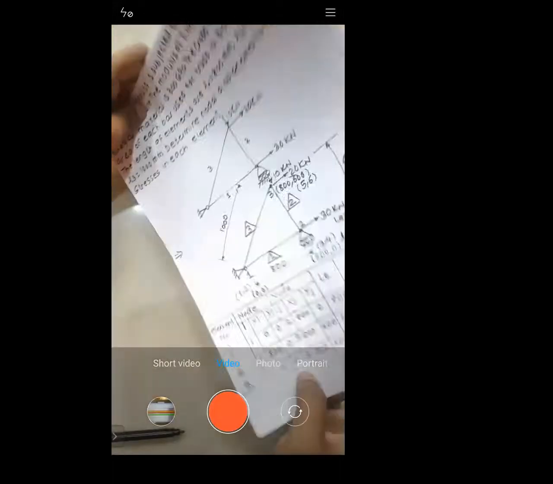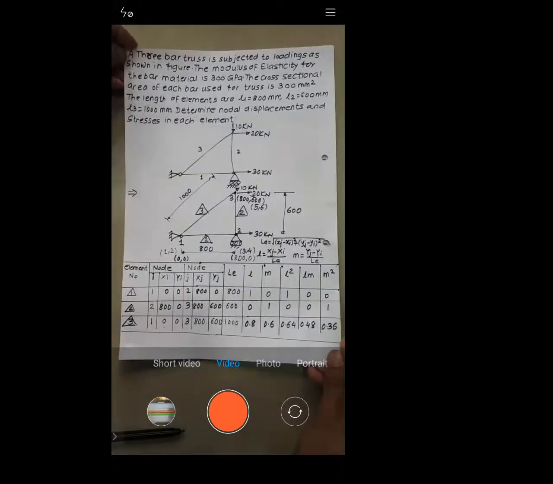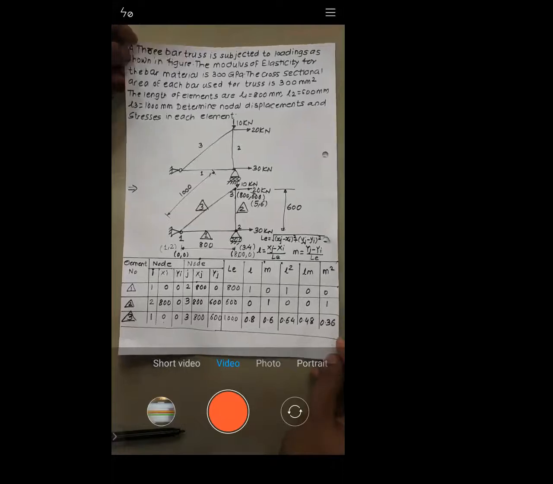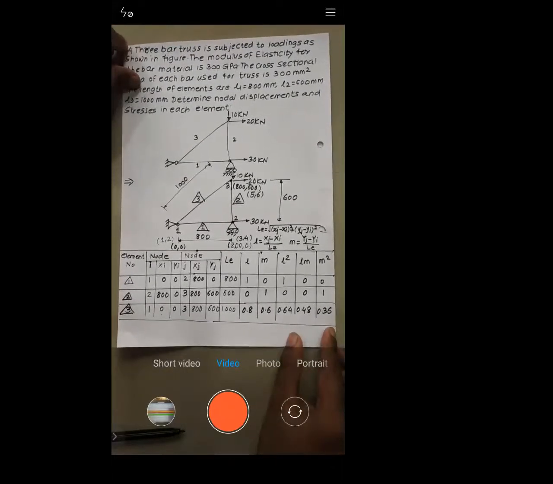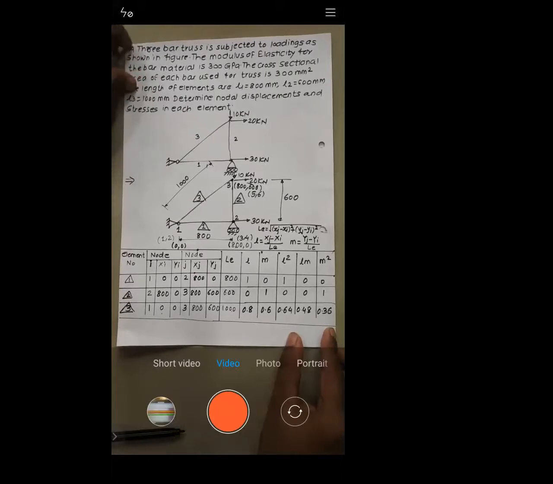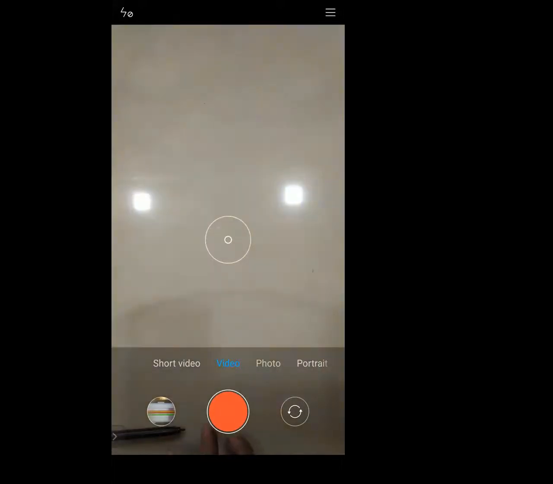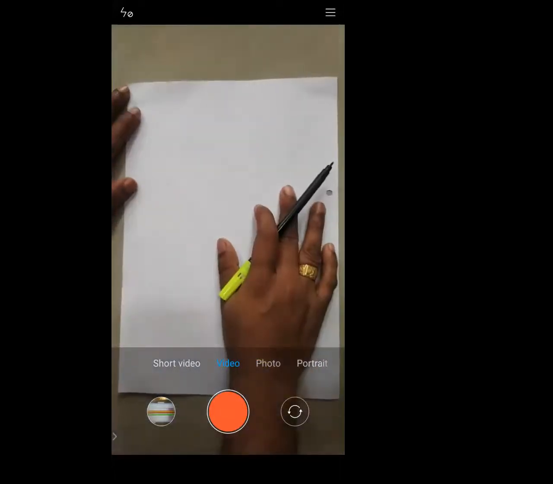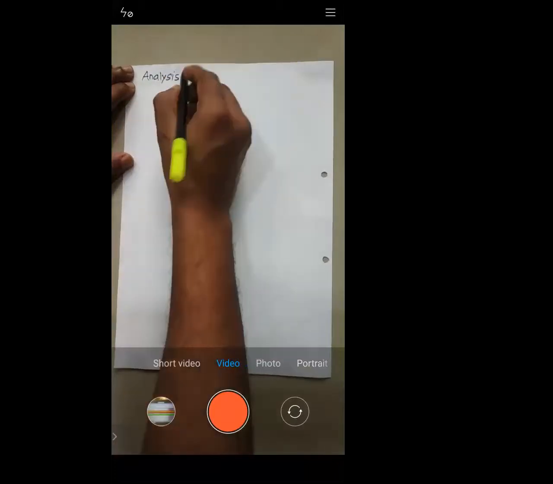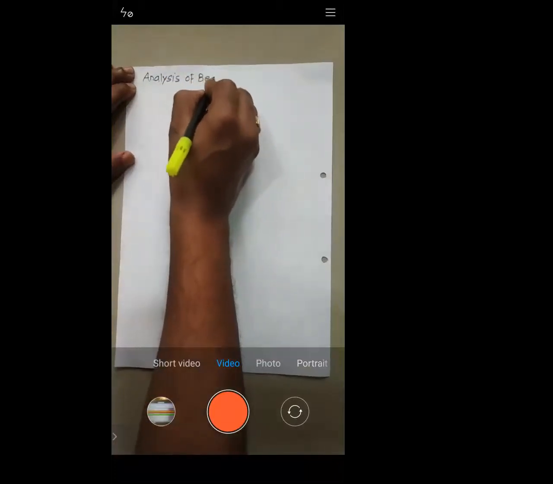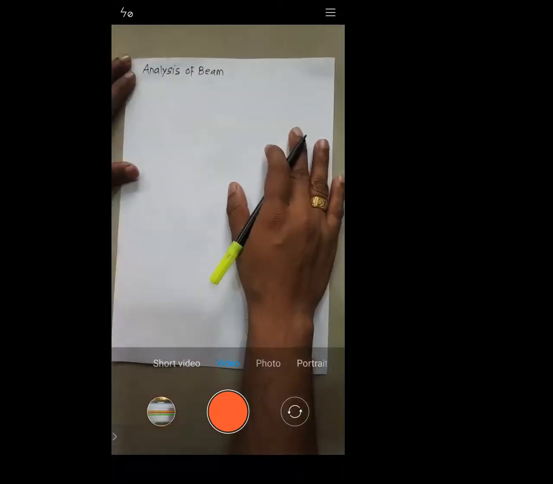So on the analysis of truss, we have solved two problems, right? You can practice more problems, and if you have any doubt, you can let me know. Now we are going to start with the new chapter, analysis of beam. In the last lecture we took analysis of truss.